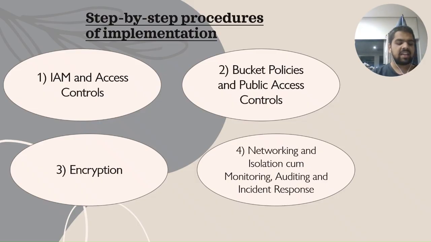And for the fourth and final step, network isolation, monitoring and auditing, and incident response, it involves implementing VPC endpoints to keep traffic private within AWS by creating an S3 gateway endpoint in the VPC console and then adding a bucket policy to allow access, as well as logging all requests to another bucket and logging all API calls using CloudWatch and setting alarms for spikes. So this is how the solution for security is to be implemented, especially for the storage component within the AWS cloud systems. Thank you.